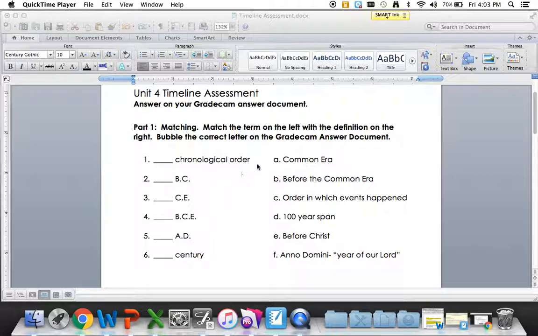The answer choices: letter A, Common Era; B, before the Common Era; C, order in which events happened; D, 100-year span; E, before Christ; F, Anno Domini, year of our Lord.